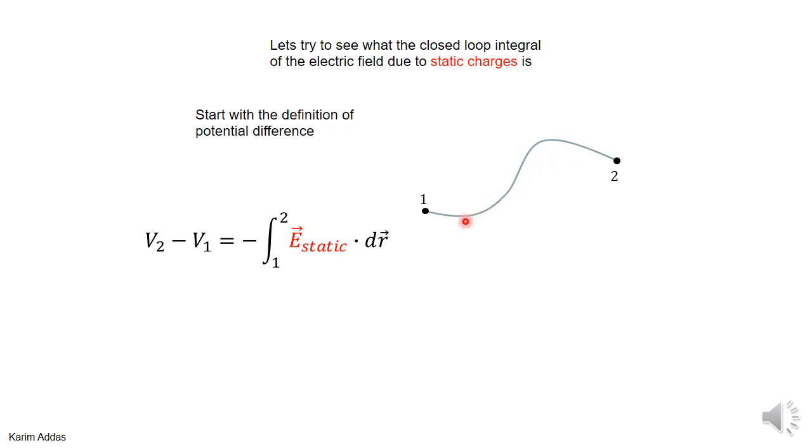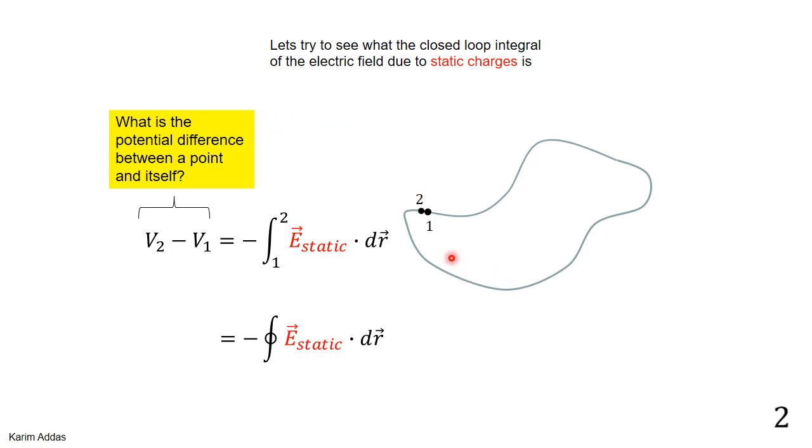And we showed that it doesn't depend on the path that you choose, and that the potential difference V2 minus V1 is minus the integral from 1 to 2 of E dot dr. This is from the chapter on potential, so if you can't remember this, you should go back and revise this part. What if we make the contour go around in a closed loop?